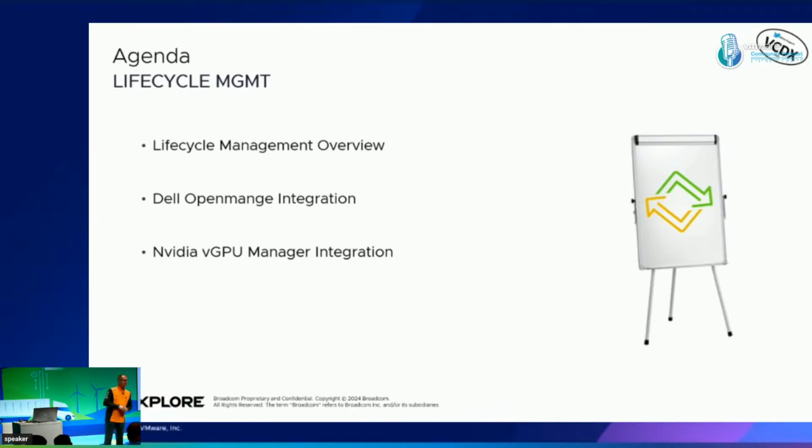NVIDIA's vGPU is a technology where you can partition your GPU and attach those partitions to different VMs. You probably need VIB modules on your ESXi host for it and drivers inside your virtual machines. How to update those VIB modules for the vGPU Manager? There is a completely new integration that I'm going to talk about in a few minutes.